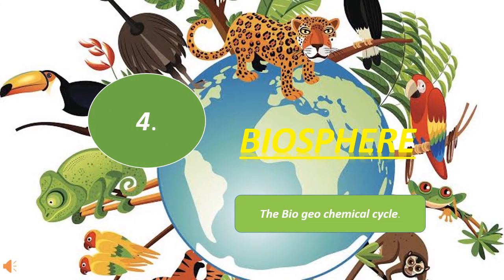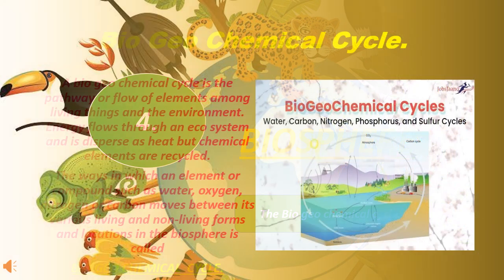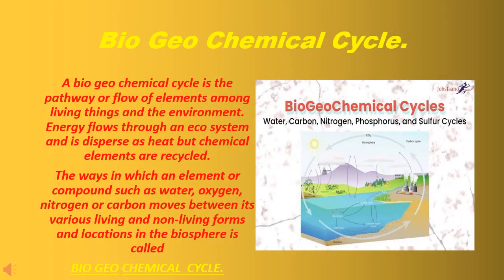Number 4: sphere of the Earth, the biosphere, the biogeochemical cycle. A biogeochemical cycle is the pathway or flow of elements among living things and the environment. Energy flows through an ecosystem and is dispersed as heat, but chemical elements are recycled.